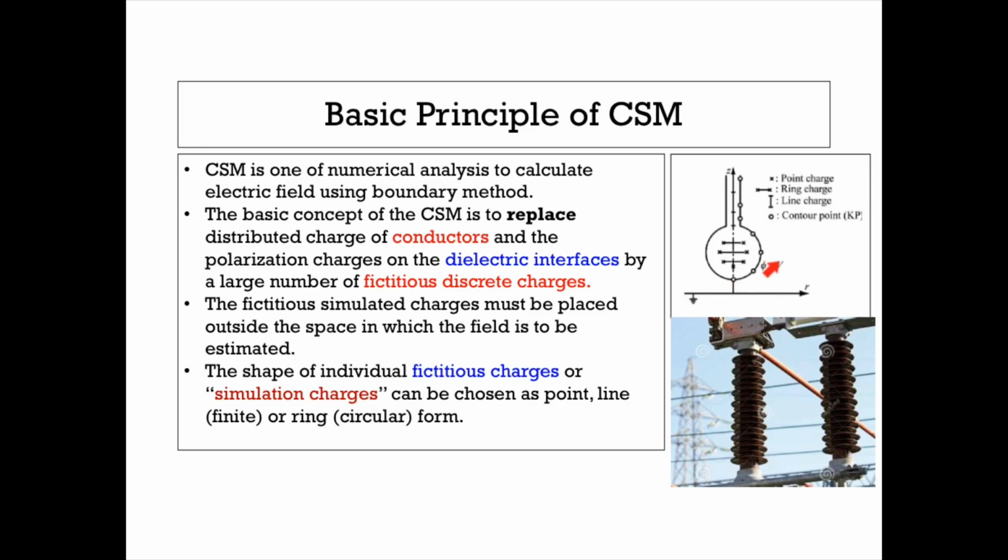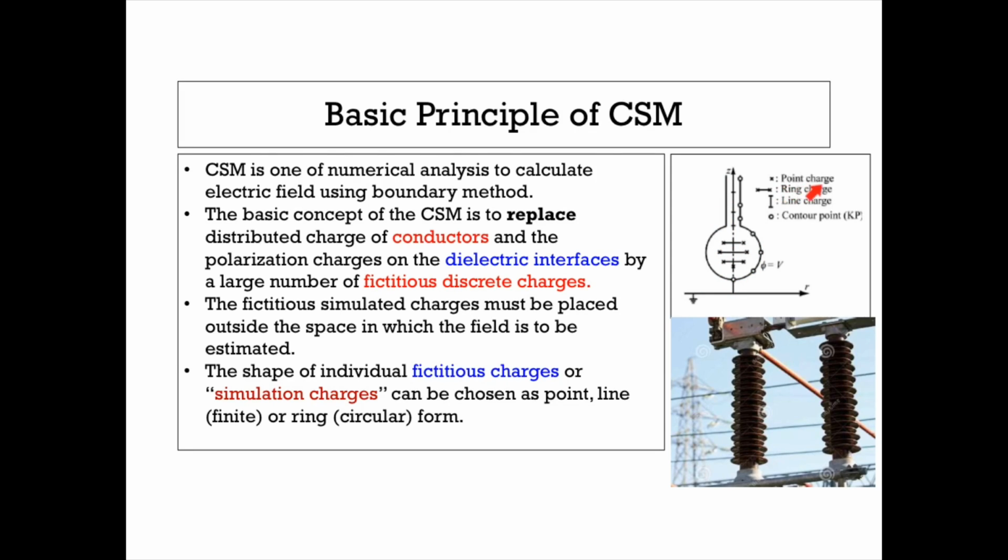For example, let us consider this high voltage equipment. This typical high voltage equipment has a spherical shape in this region, and this portion of the equipment is straight. So this equipment can be represented in terms of fictitious discrete charges or simply simulation charges. There are basically three types of charges used to represent or simulate any high voltage equipment.